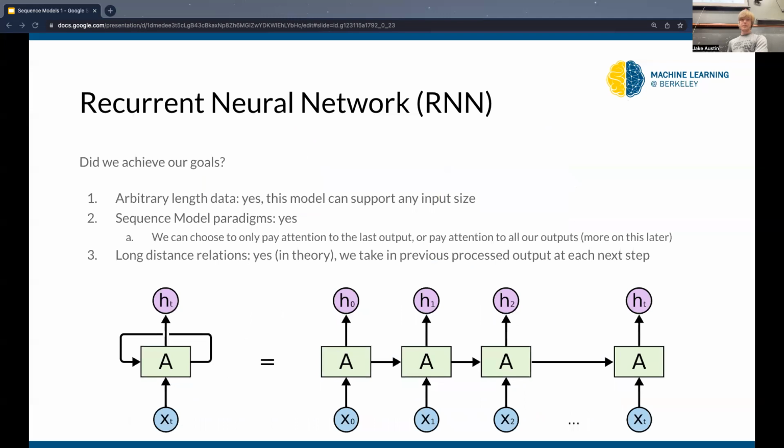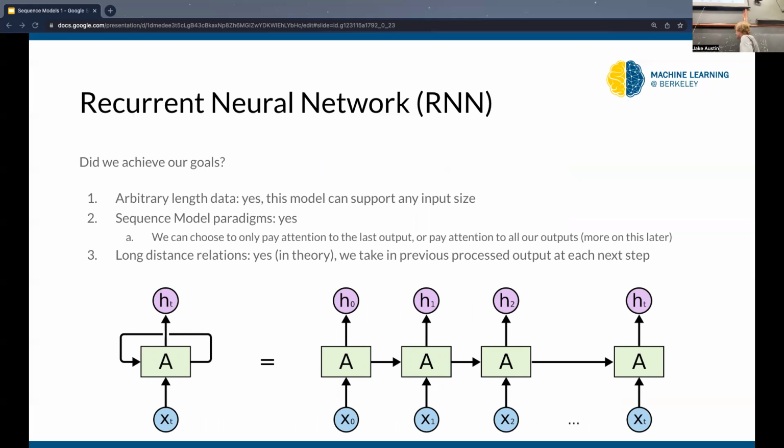So did we achieve our goals for this very basic attempt at making a sequence model? We can handle arbitrary length data, since every single A has the exact same weights. They're shared, so we can handle any arbitrary input size. In that sense, we have succeeded.